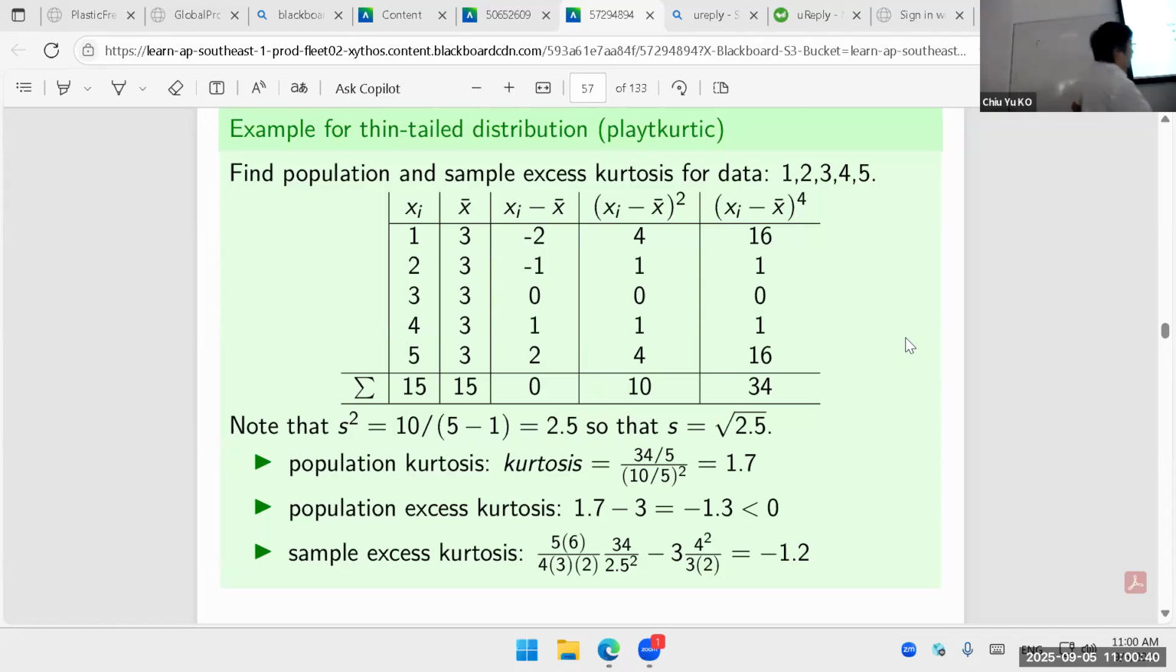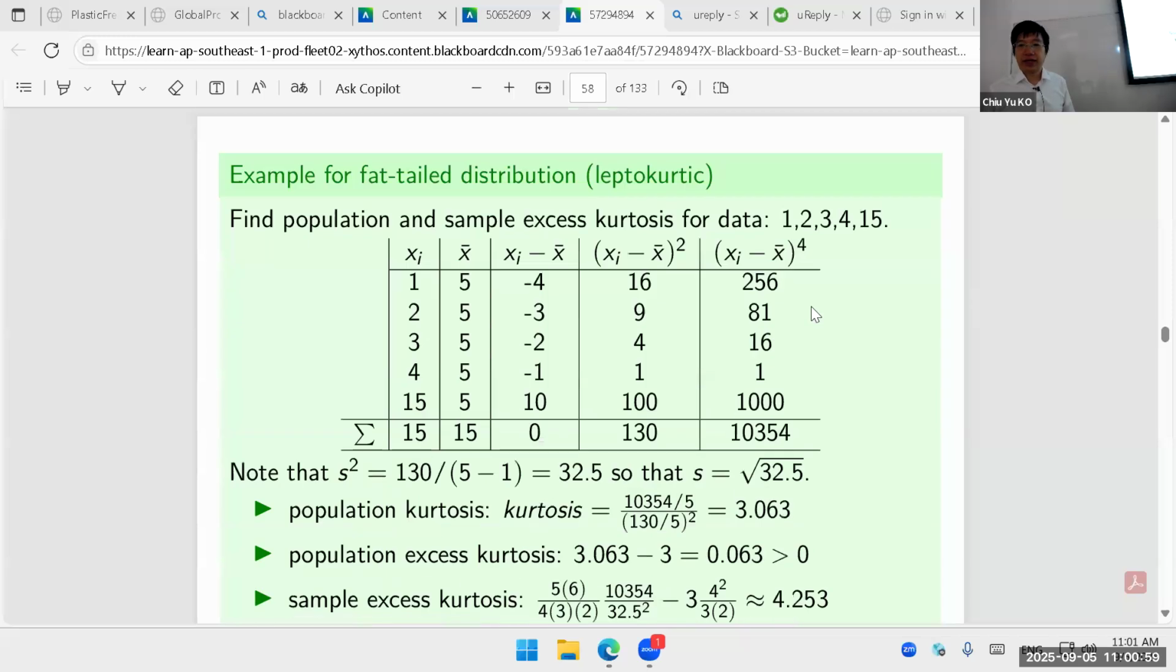And calculate the excess kurtosis. Wait, it's less than 0. That means this is a thin one. Compared to the bell curve, this is thinner than the bell curve. And if you look at 1, 2, 3, 4, 5, 15, and you calculate excess kurtosis, population or sample, it is more than 0. So they are fatter than the bell curve.